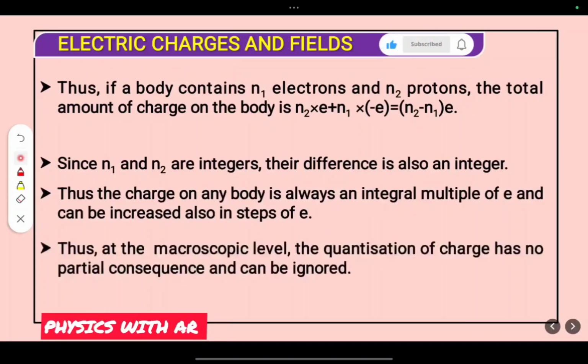It is a very important point that whenever we consider the macroscopic level, as compared to the microscopic level, the quantization of charge has no practical consequence and can be ignored.